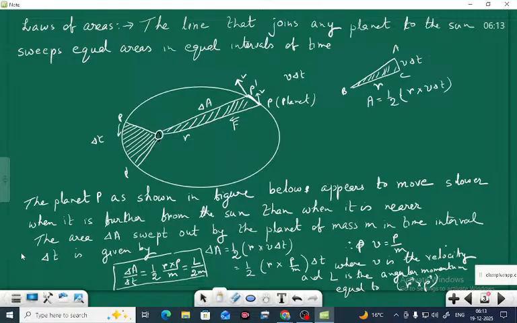So we can say that the area del A swept out by the planet of mass m in time interval del t is given by del A equals half into r into V del t. I know that V equals p by m. Then in place of V you can write p by m. Therefore, r into p by m into del t. If you divide this del A by del t, you will get half into r cross p by m. And r cross p is L. L is what? Angular momentum. So V is the velocity and L is the angular momentum equal to r cross p, right?